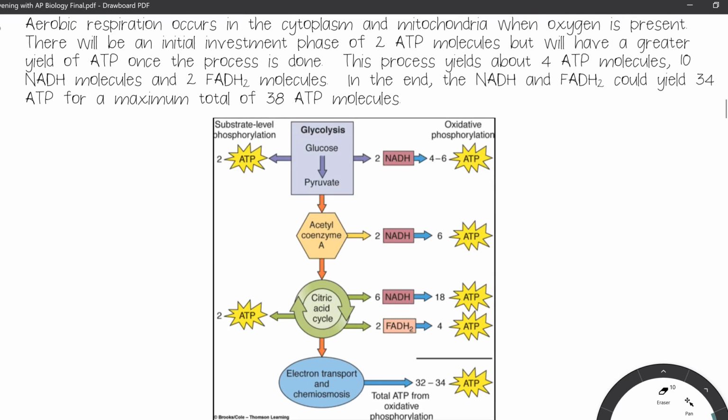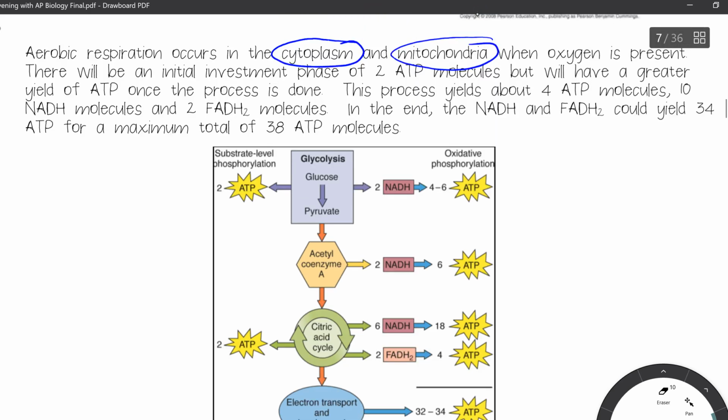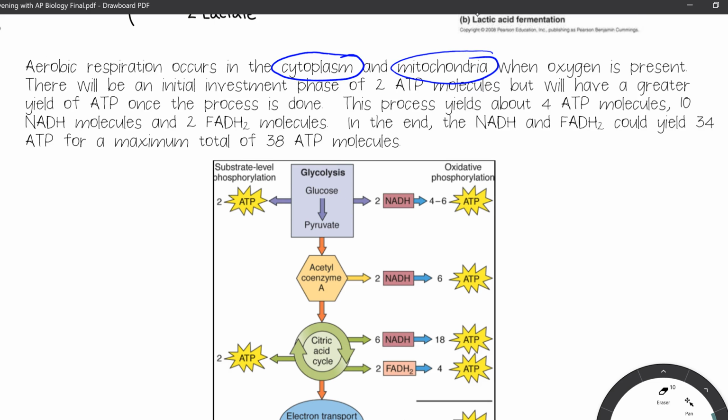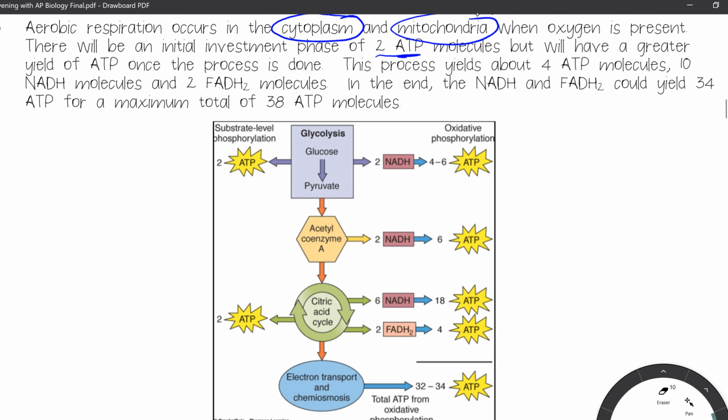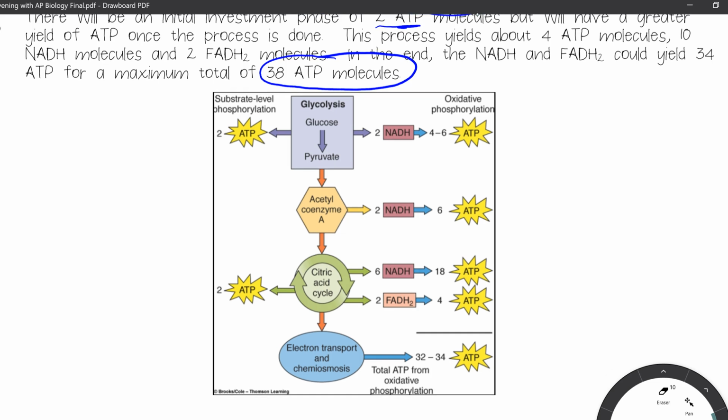Aerobic respiration is what we will do, and it requires oxygen. It will happen in 2 places, cytoplasm and mitochondria. And once again, oxygen is present. There will be an initial investment phase with 2 ATP molecules, but we'll have a greater yield once that process is done. And if all is good in the world, a maximum of somewhere between 36 and 38 ATP molecules will be produced. So the first stage is going to be, just like it is in bacteria, glycolysis.